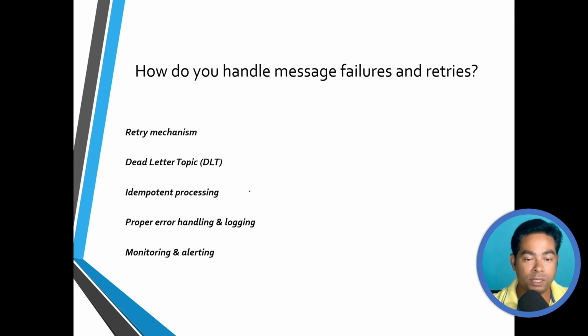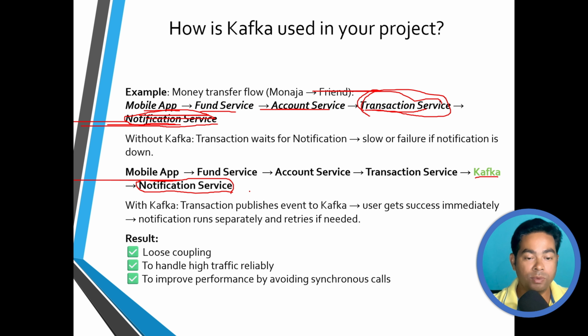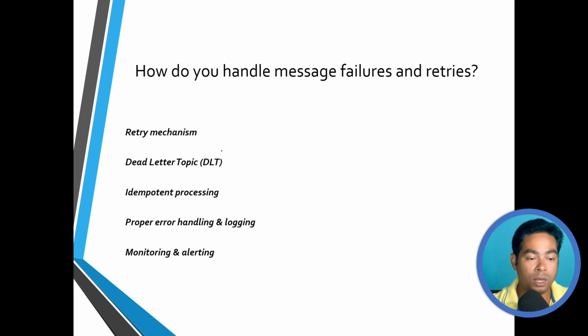Okay, so now what is the next question? How do you handle message failures and retries? Like if any message fails to reach the destination, like the customer, how is Kafka handling it? Kafka will retry as per how we configure. Kafka will retry the message. If in a particular number of tries, as you configured, say 3 times, it is not reached to the customer, Kafka will not lose that message.